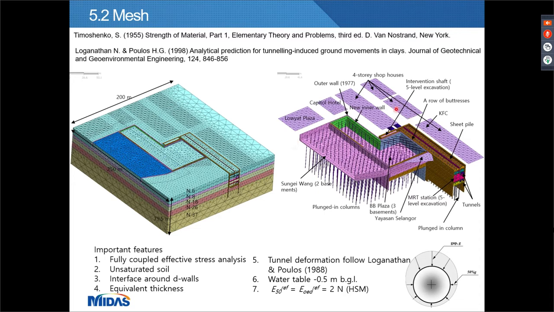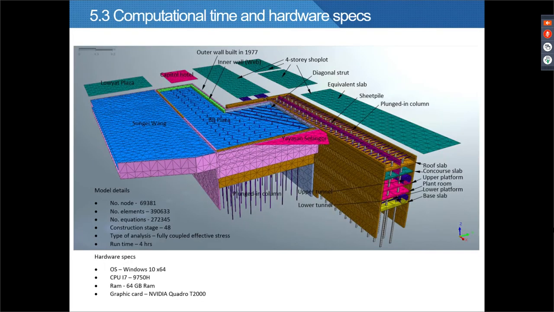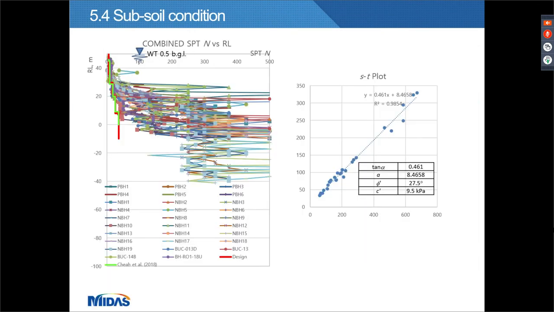We model the twin tunnels by imposing the prescribed displacement to form an oval shape, following the logarithm and Polo's method. We use hardening soil model to model the residual soils. This is a very established correlation for the E50 that we use in Malaysia. The computational time for this model is about 4 hours.